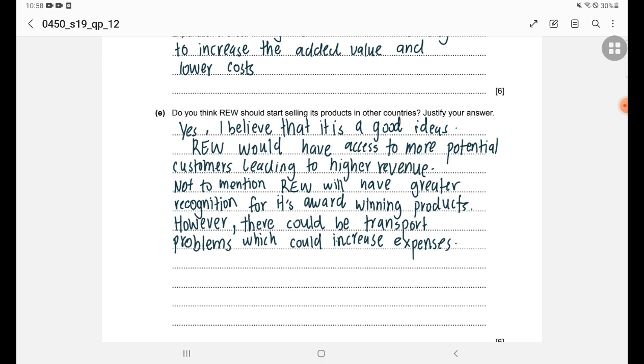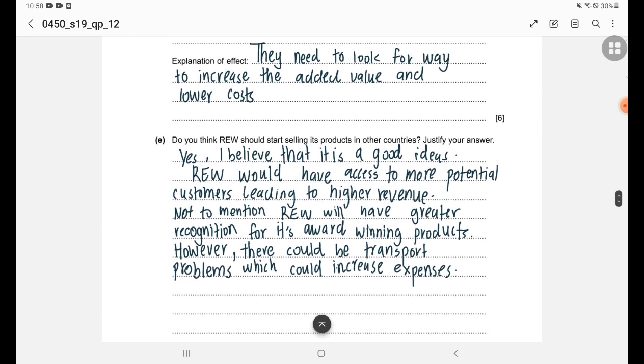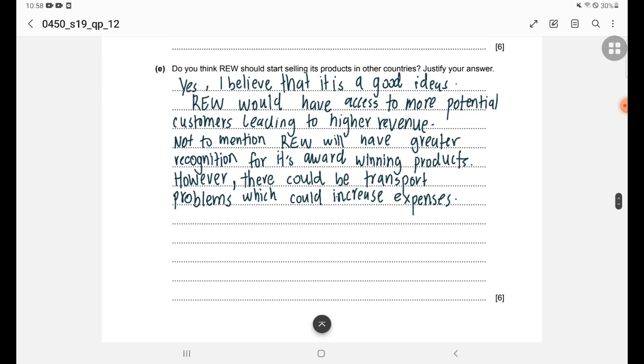That's all. Okay, so I believe that it is a good idea. So REW would have access to more potential customers. Okay, so now I'm listing the good things about selling or expanding outside of the home country, leading to higher revenue, of course. Not to mention, REW will have a greater recognition for its award winning products. Okay, so here we already have like about 4 marks. Okay, so for the justification, however, there could be transport problems which could increase expenses. Okay, again, 4 mark allocation for this 6 mark question.